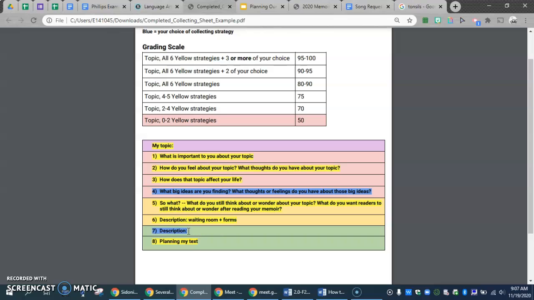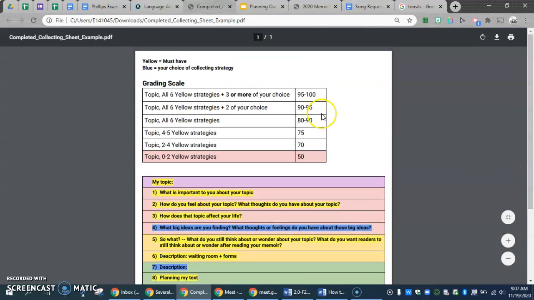But I also felt like that was such a good strategy. I wanted to take some time to describe another moment that night when my brother went to the hospital. And so that was a strategy I actually used twice, okay? And so just a clarification, when I say description, waiting room plus forms, you are not going to describe the waiting room and the forms, right? That was an example of a moment that I was describing from my story. So for you, the strategy is just description of one of your most important moments.